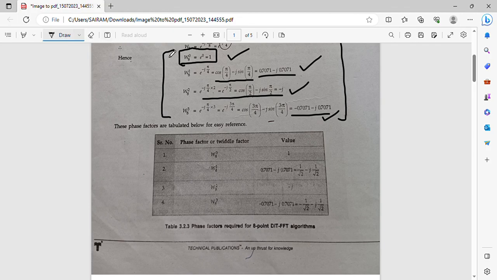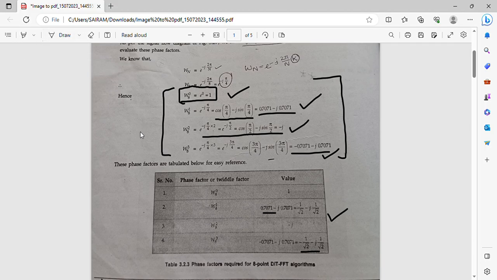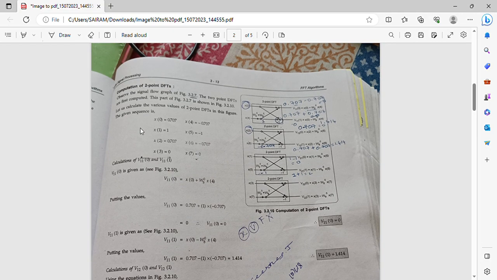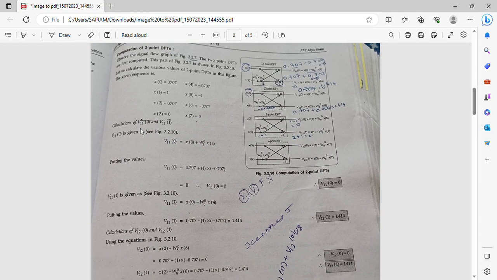Yeah. So here the phase factors are given below. So phase factors are like this. So this value also can be written as 1 by root 2 minus j 1 by root 2, and this is also minus 1 by root 2 minus j 1 by root 2, right? Yeah. So next, what you are supposed to do is have this combination of 2-point DFT. Now what I have written here is on a pen, I have written notes. Please neglect that. Okay.